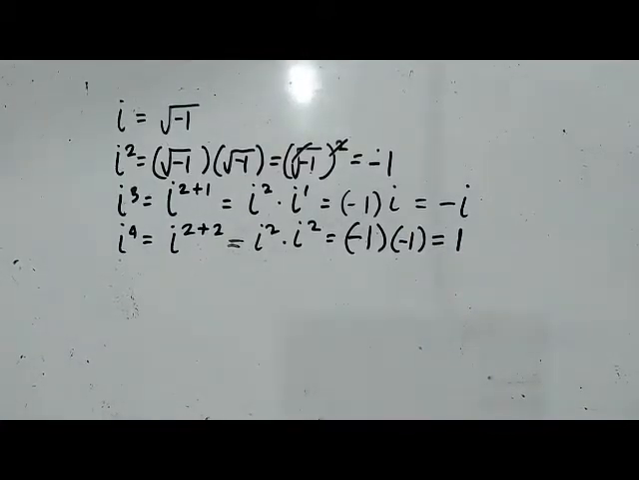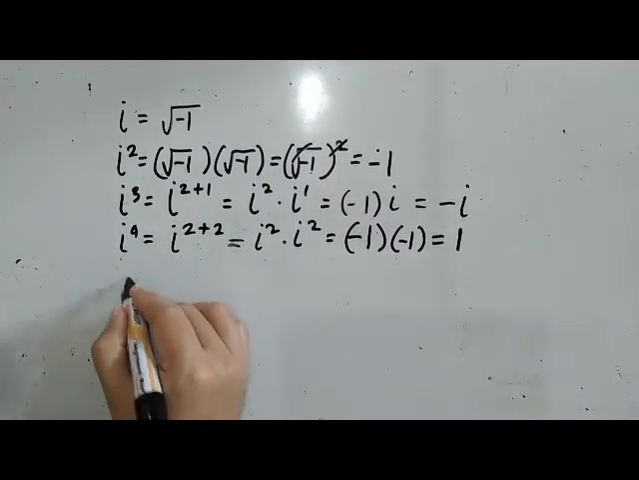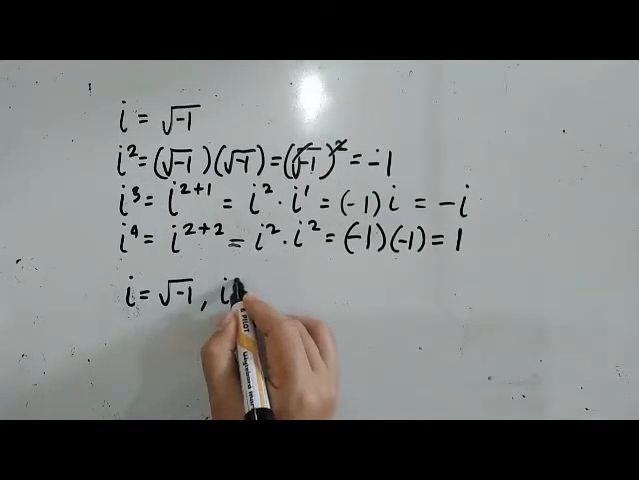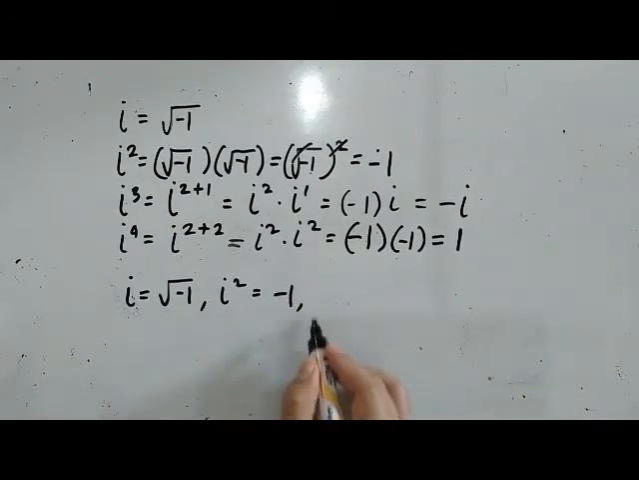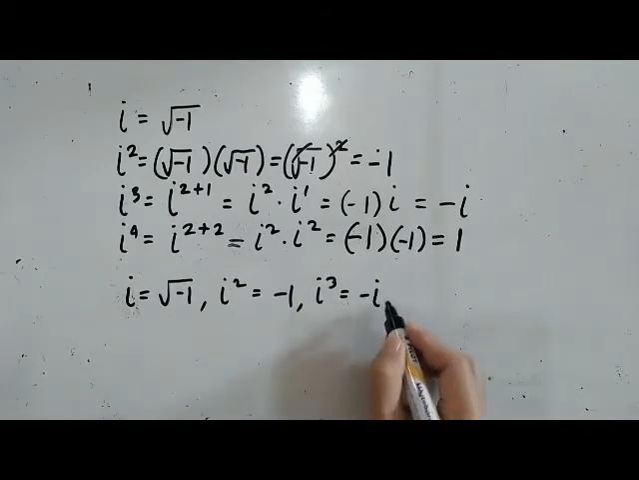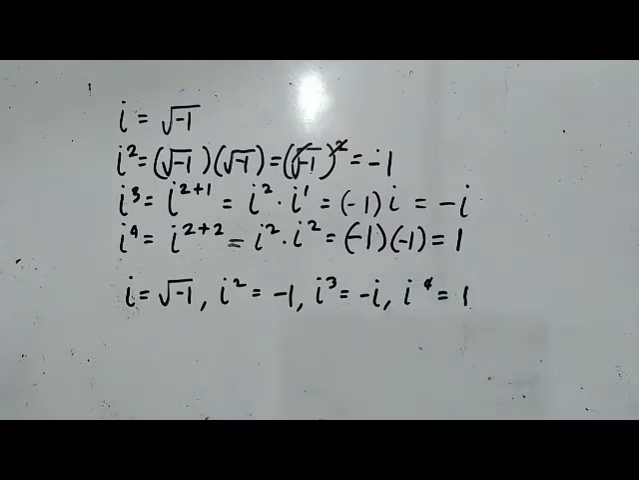So these are the four that we can use to simplify a complex number. What are the four? I is equal to the square root of negative 1. I squared is equal to negative 1. I cubed is equal to negative I. And I to the power of 4 is equal to 1. So all imaginary numbers with exponents, we can simplify using these.